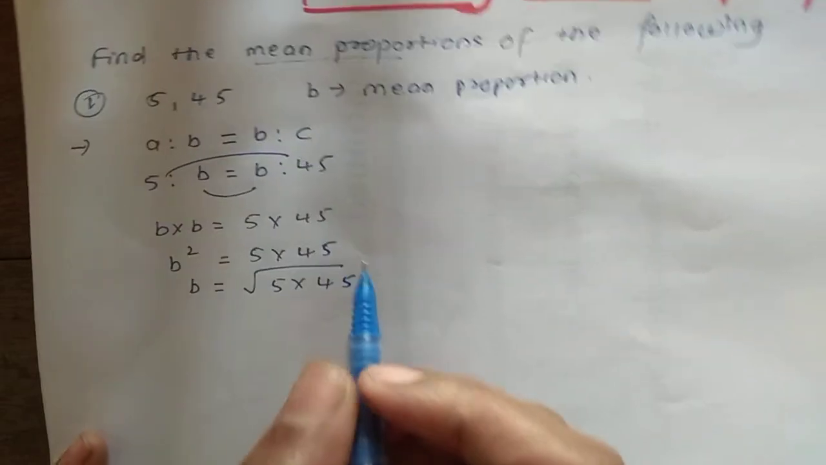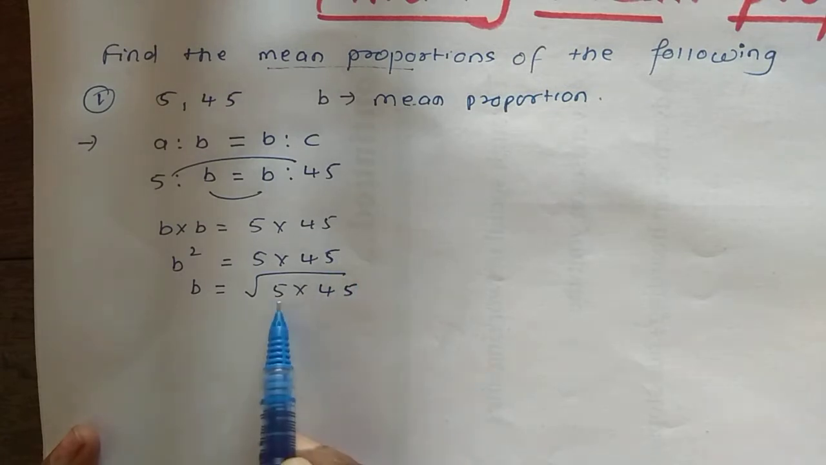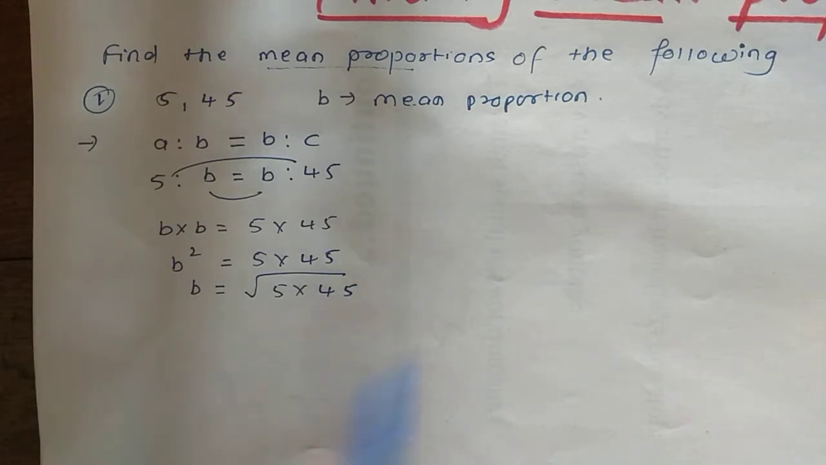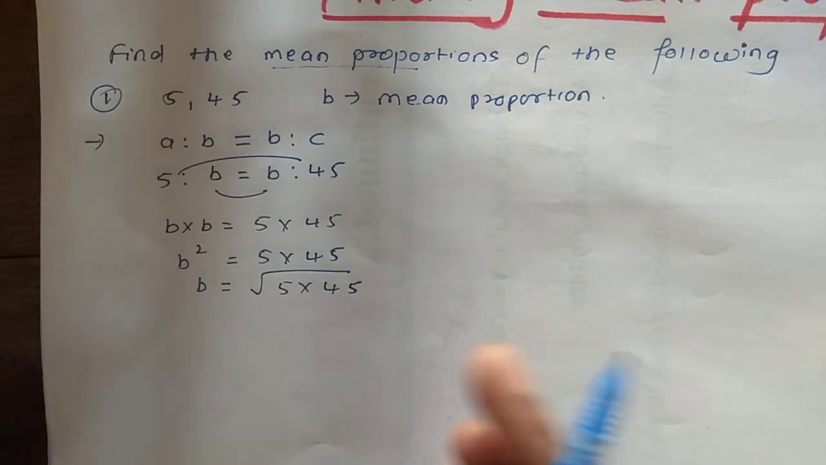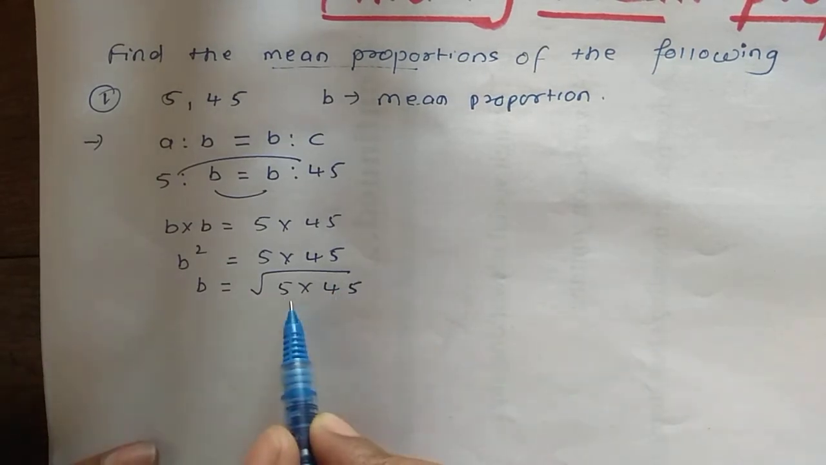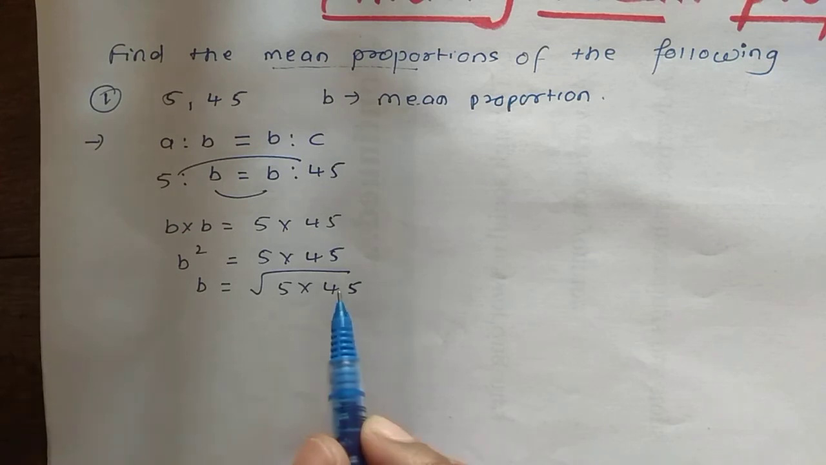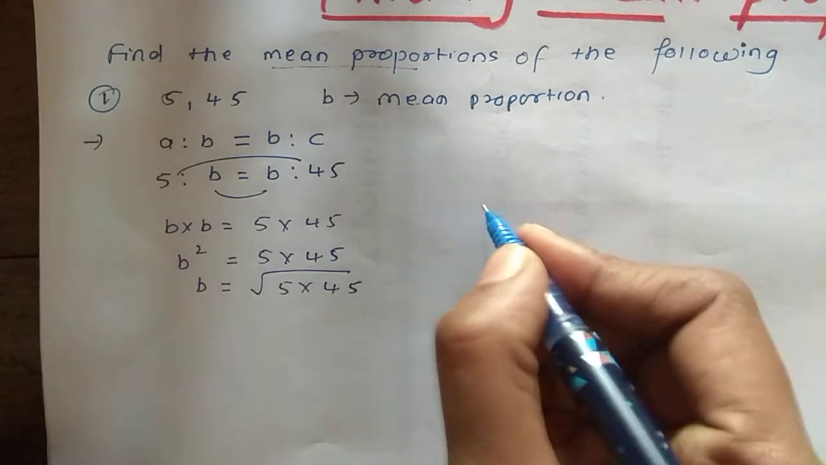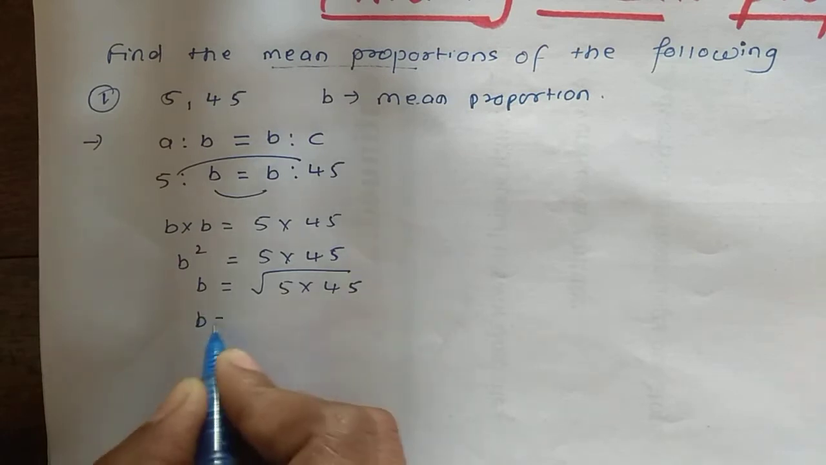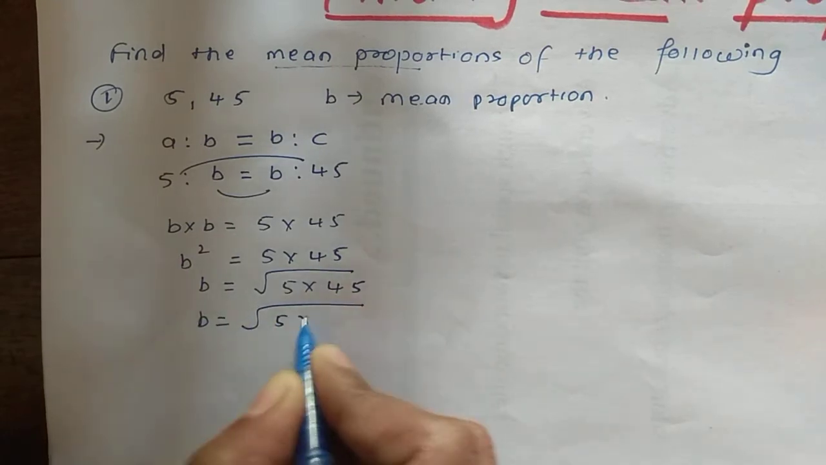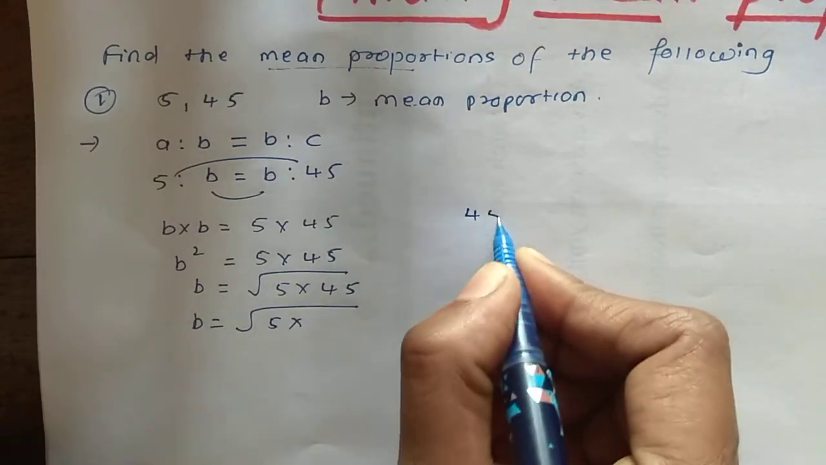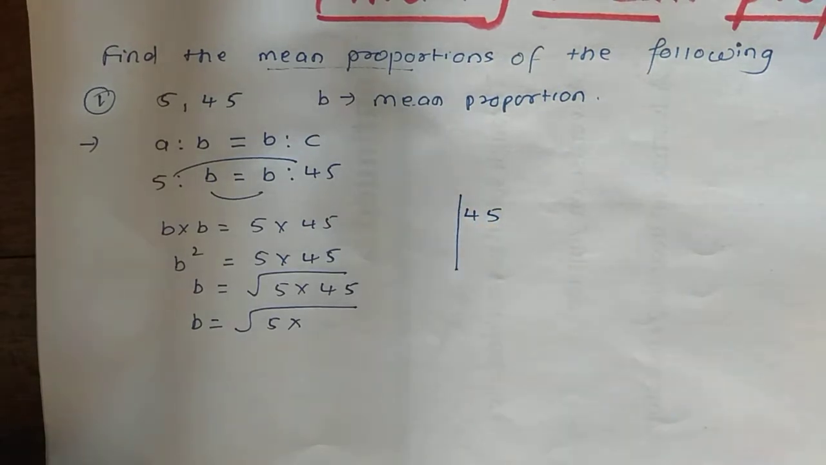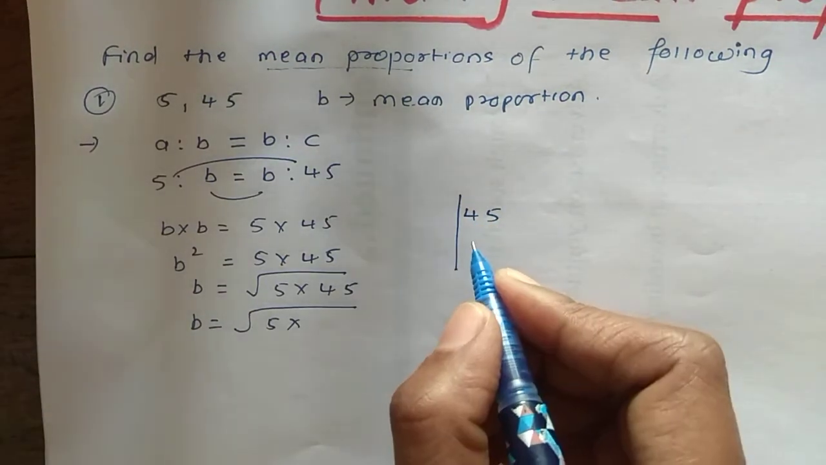You can do it by two methods. You can find 5 into 45 and, whatever number you get, find the square root by the prime factorization method. Otherwise, you can write these two numbers separately as products of prime numbers, which is prime factorization. So 5 is already a prime number, so we'll keep it as it is, into 45. We will do the prime factorization of 45. When doing prime factorization, divide only with prime numbers.